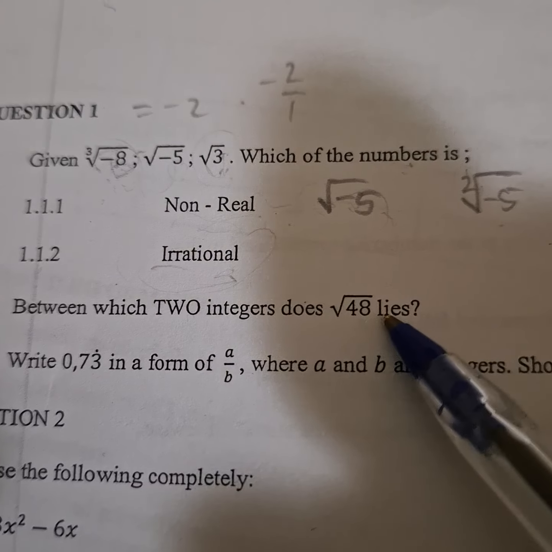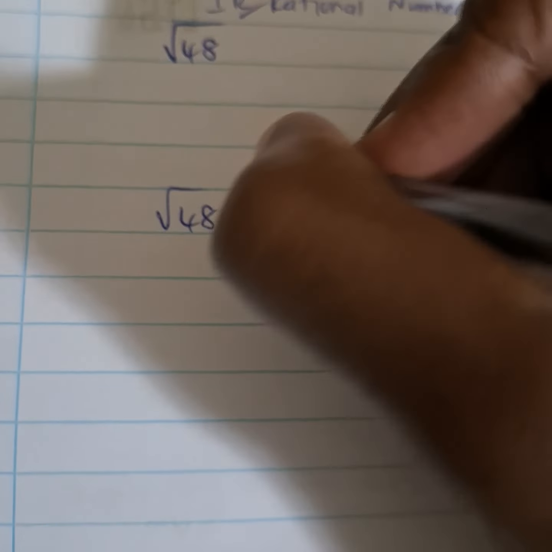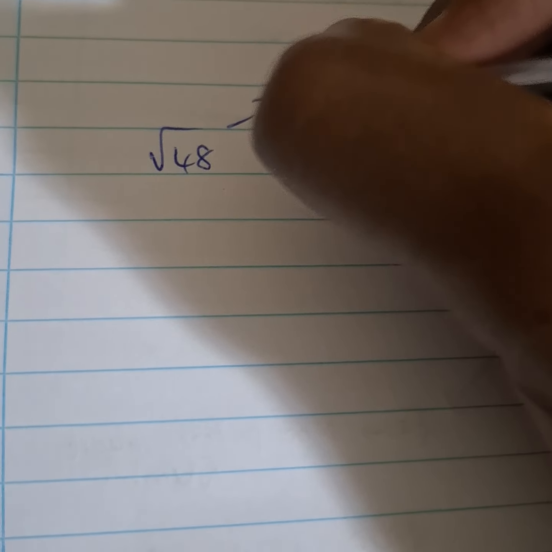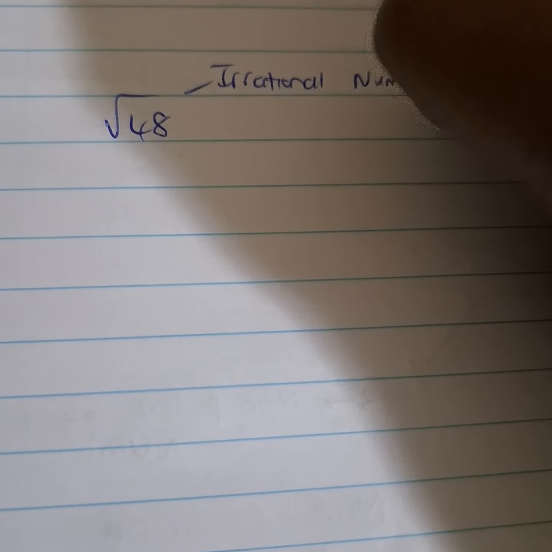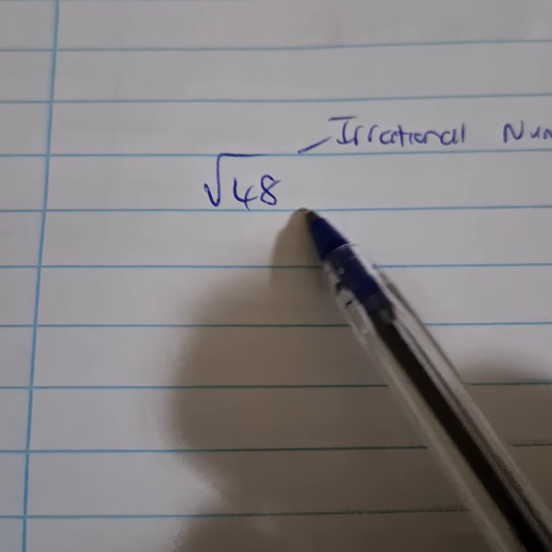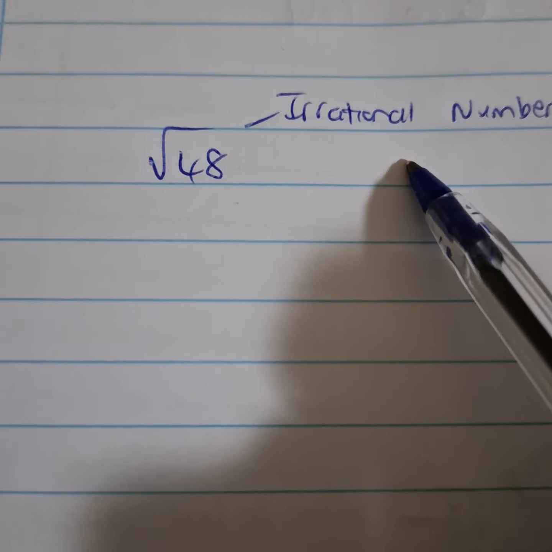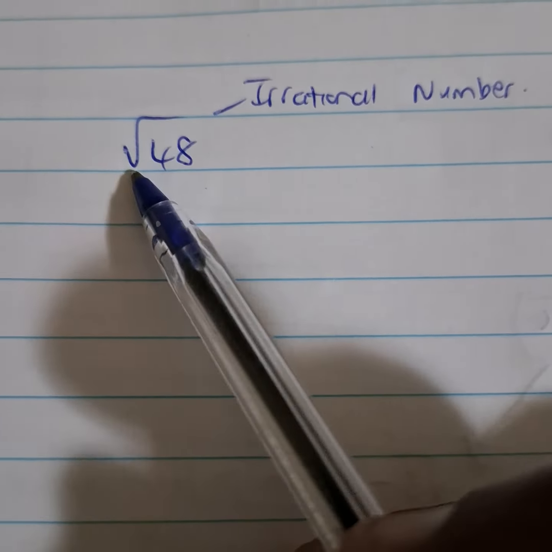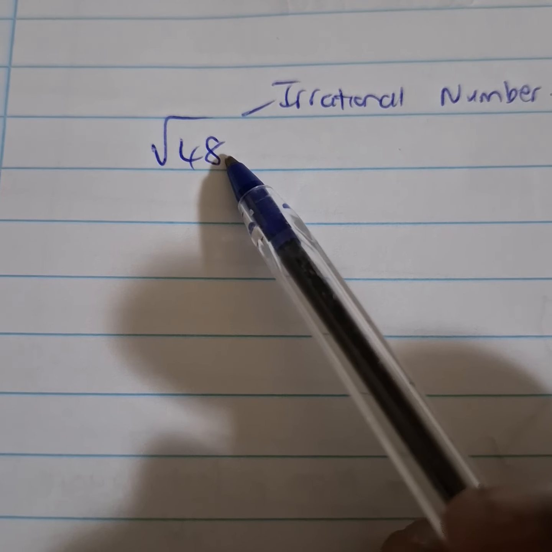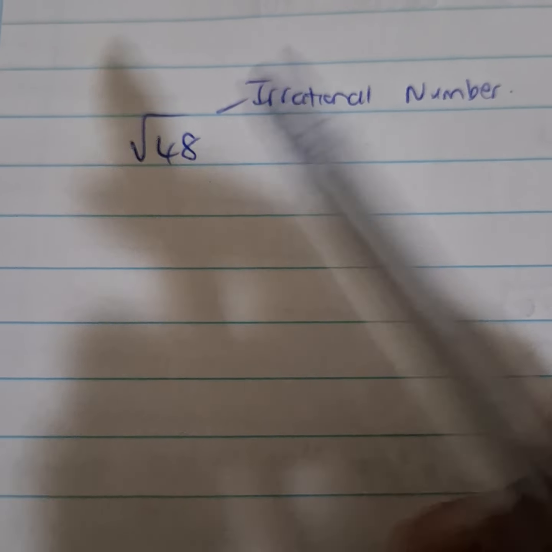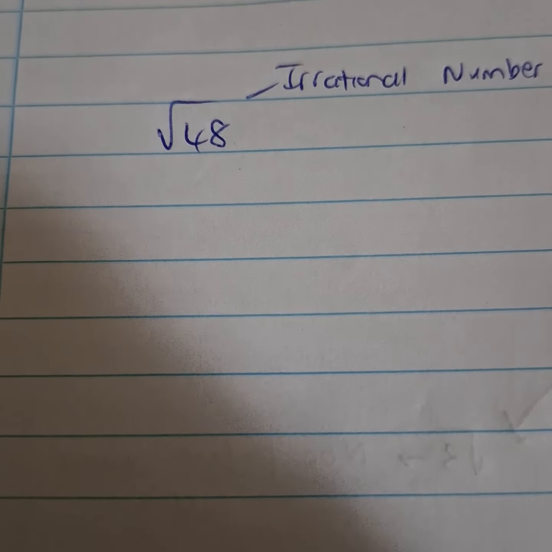Okay, let's relook at this question. Here we are given a question which says, between which two integers does the square root of 48 lie? So the square root of 48, first and foremost, is an irrational number. What we need to consider about this irrational number is that if we were to put it in the calculator, I'm sure we would get an answer.